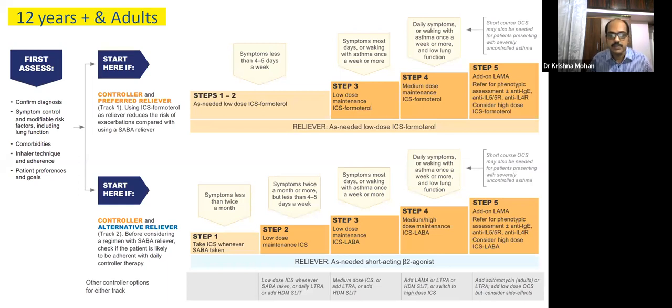What is HDM SLIT? I have kept that HDM SLIT. HDM is house dust mite. House dust mite is the most common indoor allergen which is responsible, acting as a trigger for both allergic rhinitis and asthma. So, a sublingual immunotherapy done with the allergen house dust mite has been advised as another controller option for the age group 12 years and above. So, that is a very, very important change in this algorithm.